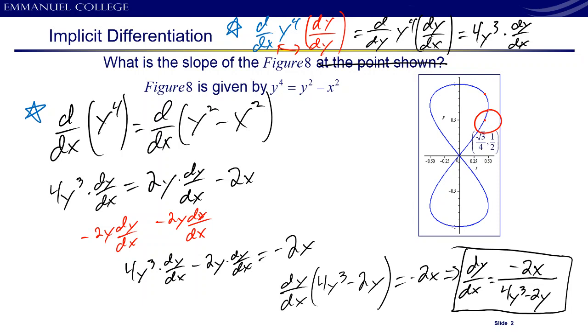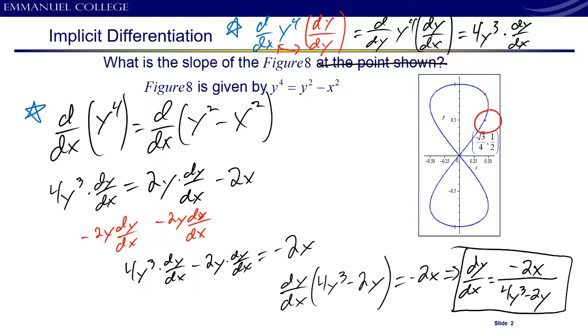So then, take the derivative with respect to x. Once you've done that, collect every term with a dy dx on one side and every term that does not have a dy dx on the other side. Factor out dy dx, and then divide out the remaining term, or the term that's multiplied by it, and then you have your final answer.